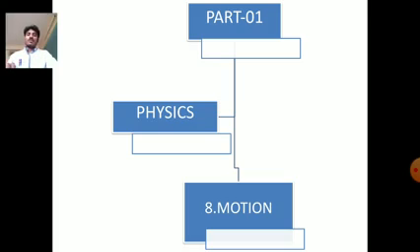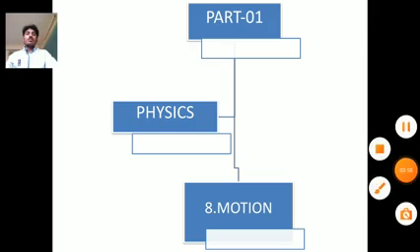In this section, the major topic is motion. In this chapter, we learn how particles move, descriptions of motion, and motion along a straight line. The speed, the directions, and uniform motion and non-uniform motion.